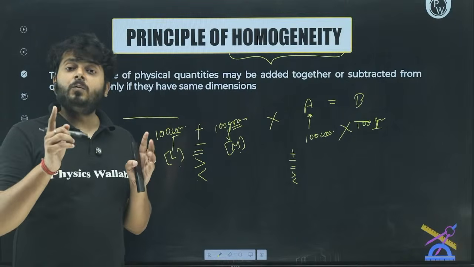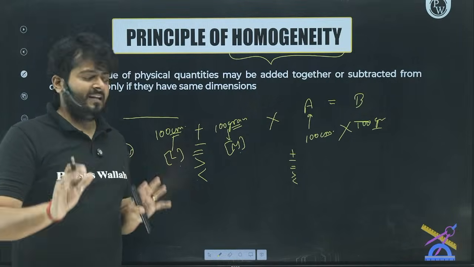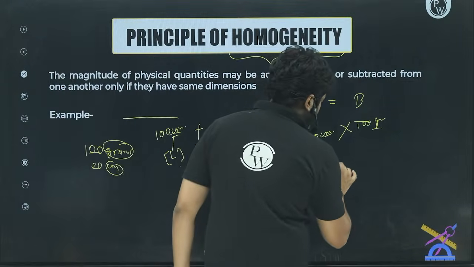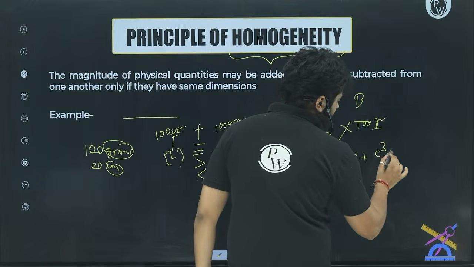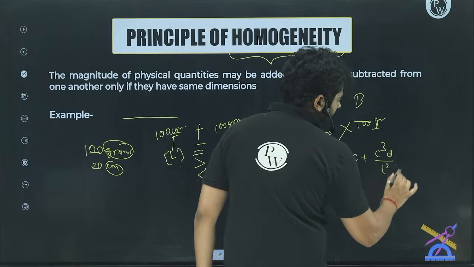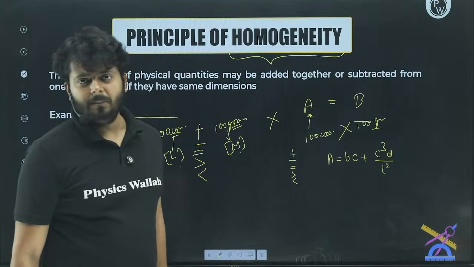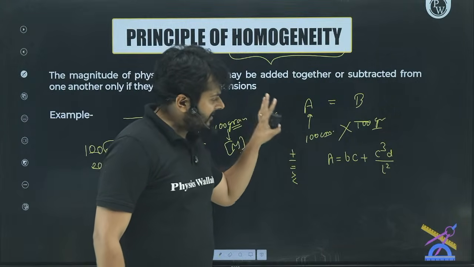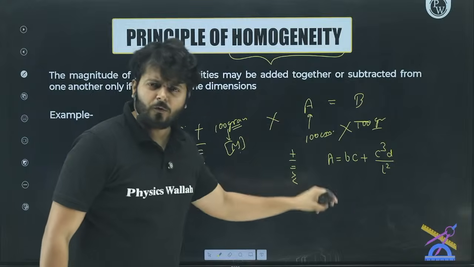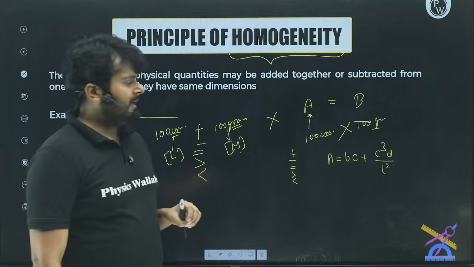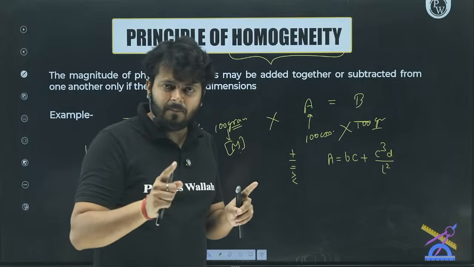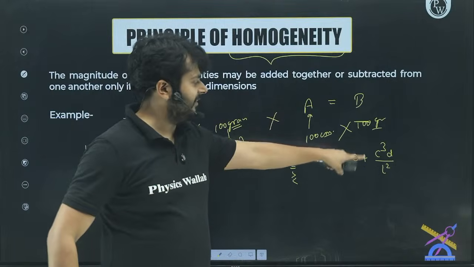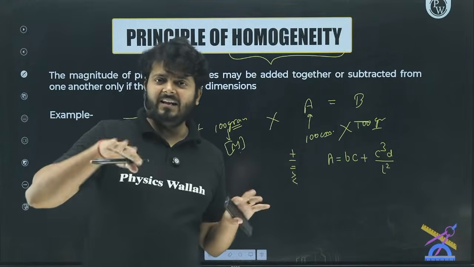If two physical quantities are shown, let's say A is equal to BC plus C cube D upon L square. This is written. What is absolutely true from this relation? I can say that the dimensional formula of two things must be the same if they are added. If they are divided, it could be different. You can divide two different dimensions.